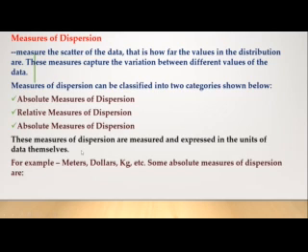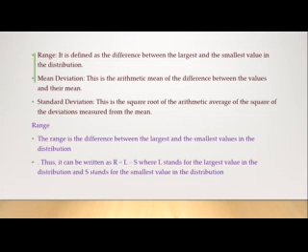For example, for this measure of dispersion, we can say meters, dollars, kilogram, etc. These are some absolute measures of dispersion. Some of the absolute measures of dispersion are range, mean deviation, and standard deviation. Today we are going to discuss only the range with some examples.